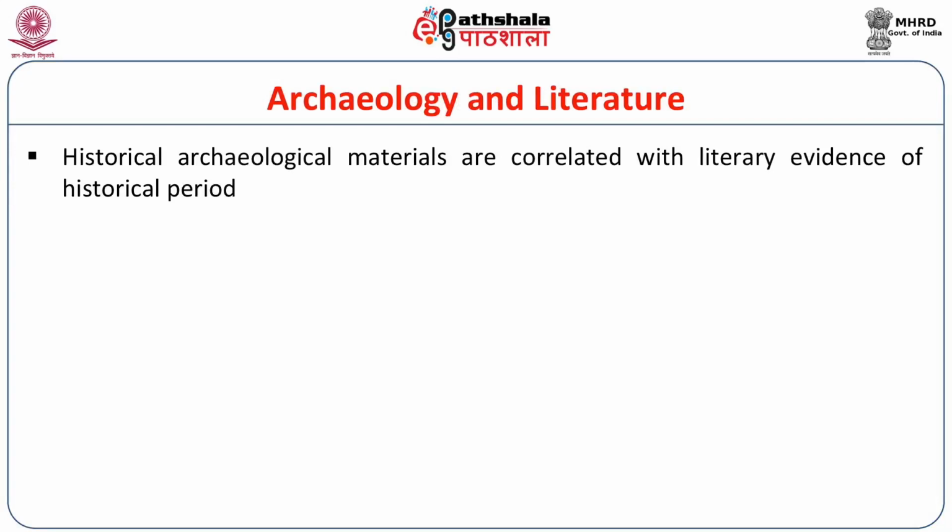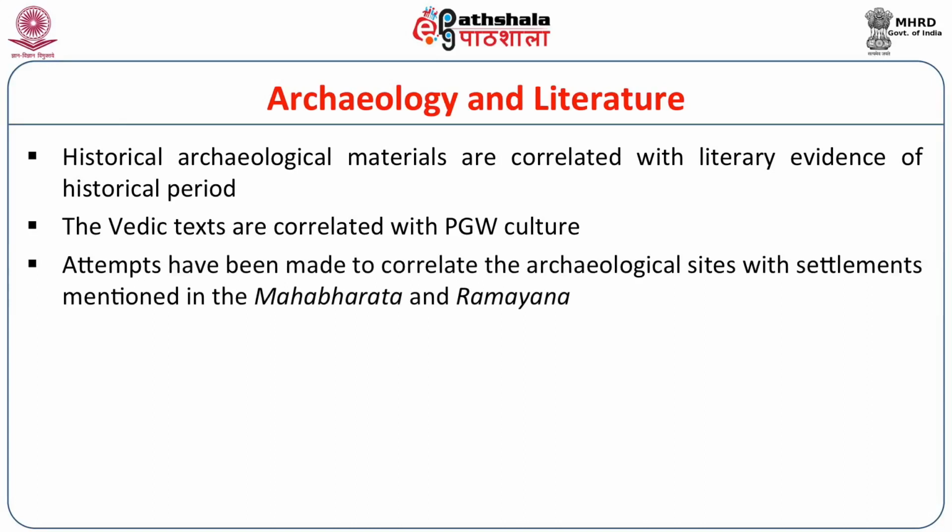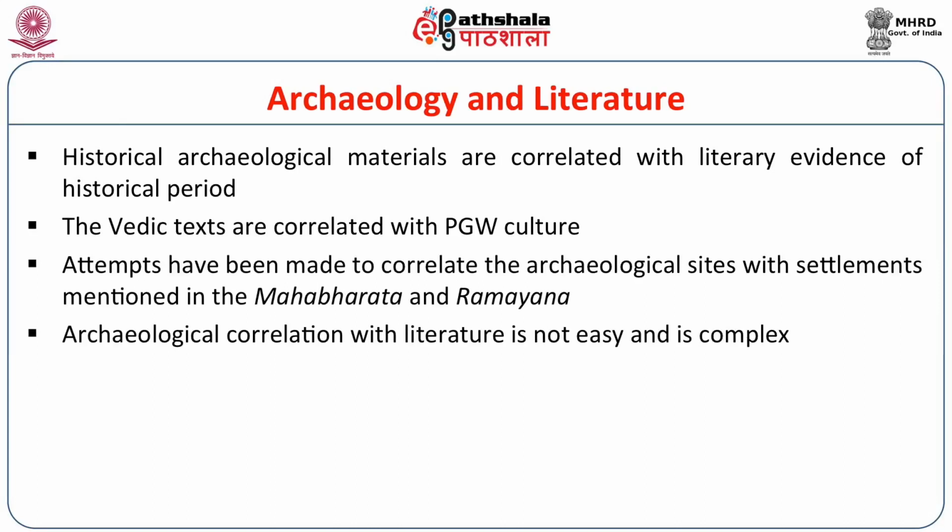So this is very important. We cannot directly use literary sources in archaeological research. We have to be very careful when we correlate archaeological sources as well as literary sources. Historical archaeological materials are correlated with literary evidences of the historical period. In India, the Vedic texts are correlated with the Painted Grey Ware culture which is found in northern part of India all across. Attempts have been made also to correlate the archaeological sites with the settlements mentioned in the Mahabharata and Ramayana. Archaeological correlation with literature is not easy, it is very complex.